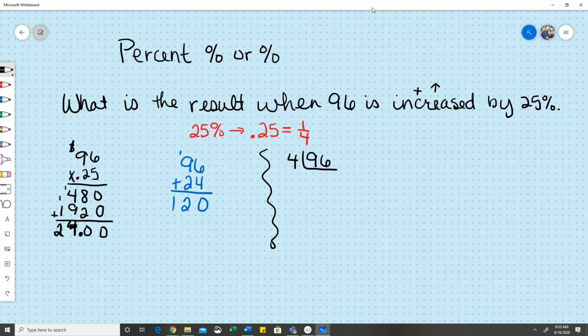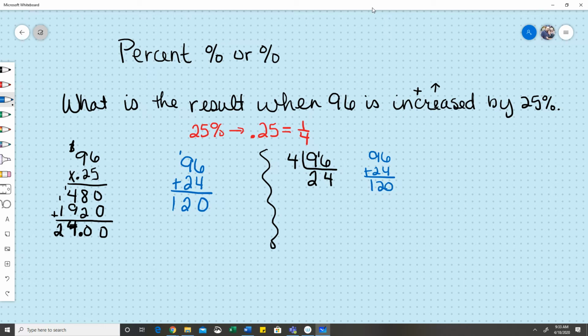Okay, so 4 goes into 9 2 times, and we're going to carry that 1 left over because 2 times 4 is 8. So 9 minus 8 is 1. And then I look at 4 into 16. Well, 4 goes into 16 4 times. Look, there's our 24. And again, like we did before, we'll just take the 96 plus 24 and get 120.